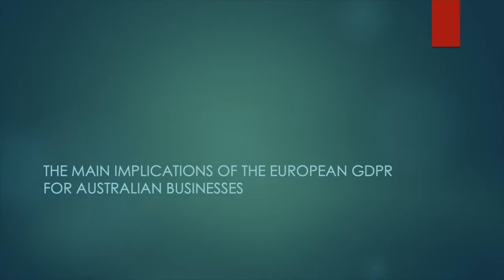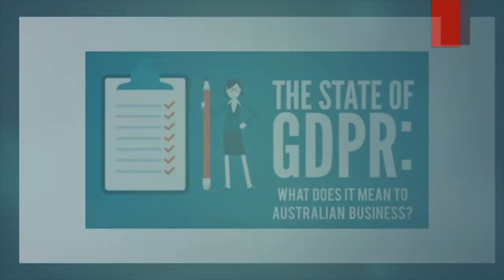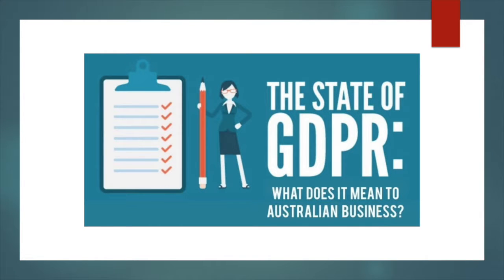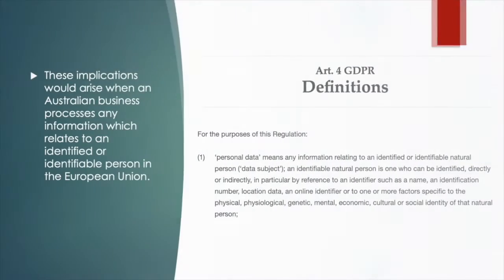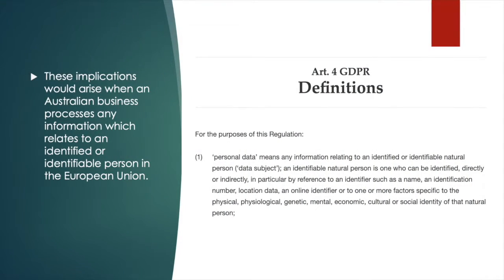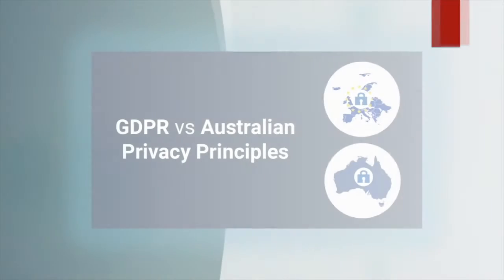In this video, the main implications of the GDPR for Australian businesses will be explained by focusing on the differences between the new European legislation and the existing Australian privacy principles. These implications would arise when an Australian business processes any information which relates to an identified or identifiable person in the European Union. Therefore, if an Australian business has an establishment in the EU or offers goods or services there or monitors the behaviours of individuals in the EU online, then the GDPR has applied to these activities from the 25th of May in 2018.